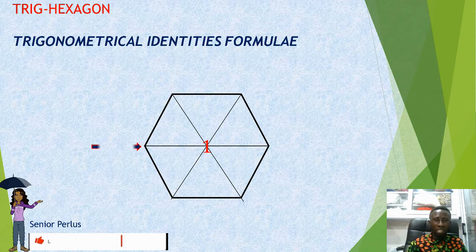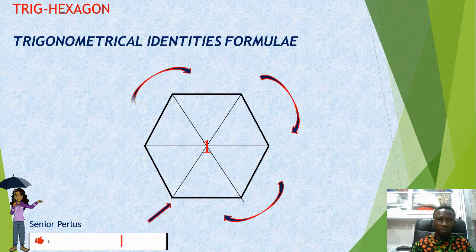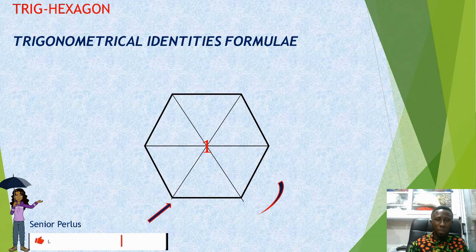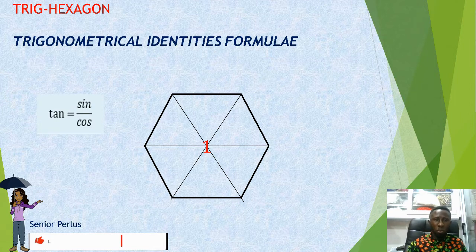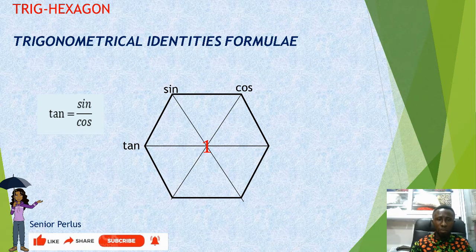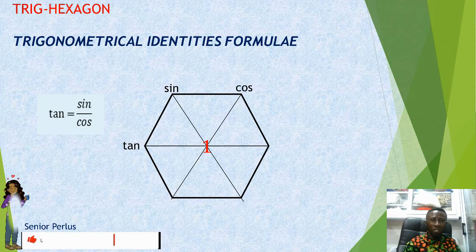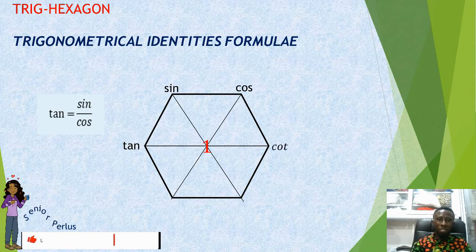We then begin on this vertex, moving in clockwise direction to end here. All you need is to remember that tan is sine out of cos. So we start on this vertex and write tan, sine, cos in clockwise direction. What about the rest of the other functions? Don't worry. We know that the opposite of cotangent is tan. Therefore, cot is on the opposite of tan.